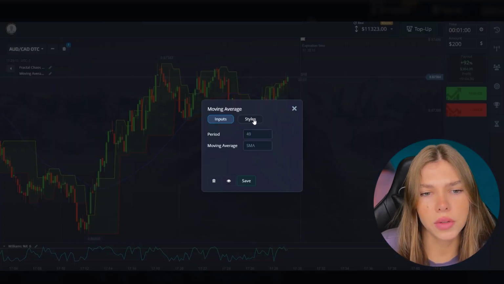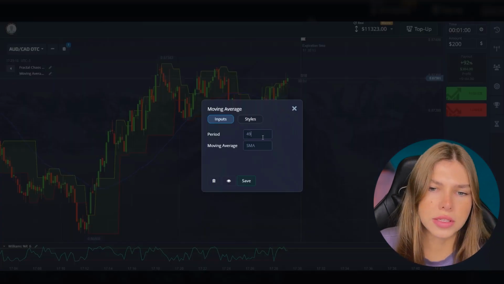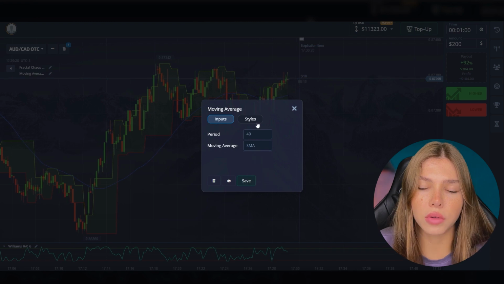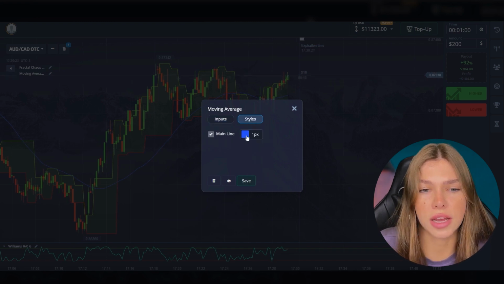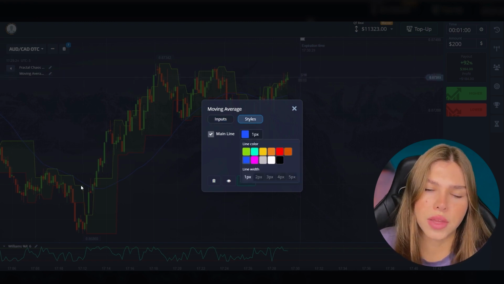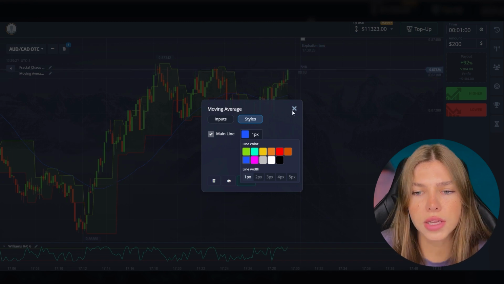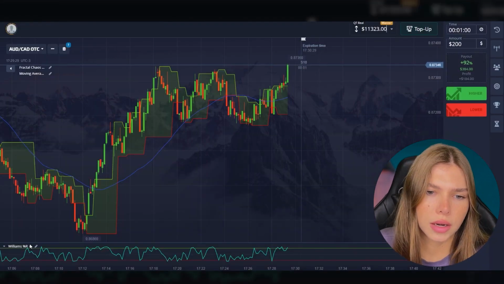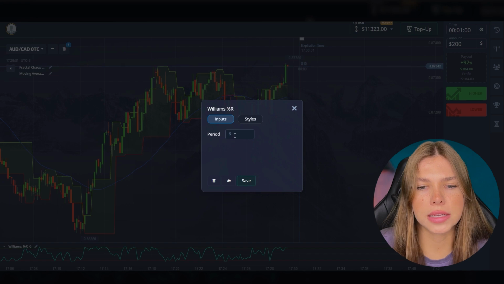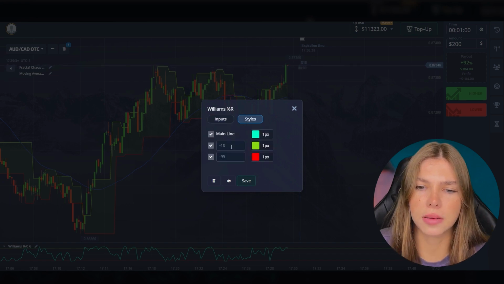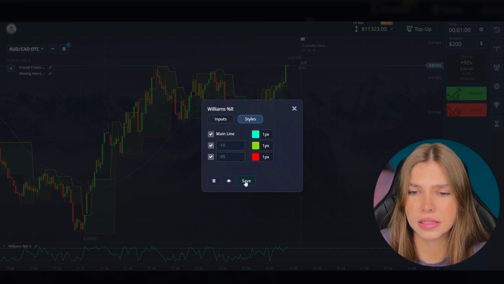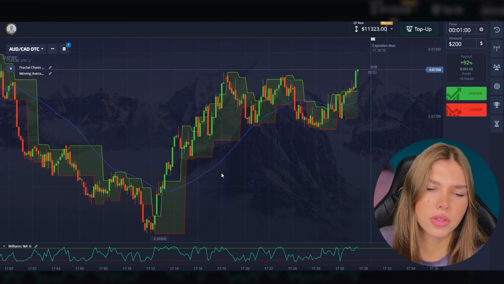In the moving average line, we put a period of 49. For the Moving Average SMA, I also advise changing the style to white or blue so that it does not merge with the fractal and other things. Also, Williams %R we set up for a period of 6, in styles specifically 10, -10, 95. So let's get down to the strategy itself.